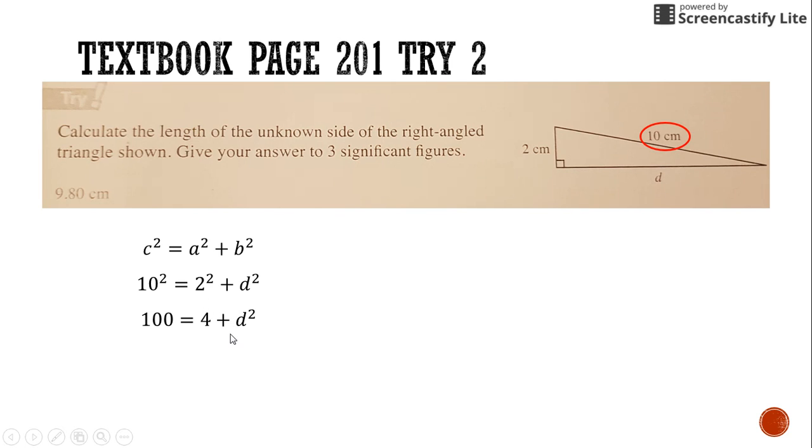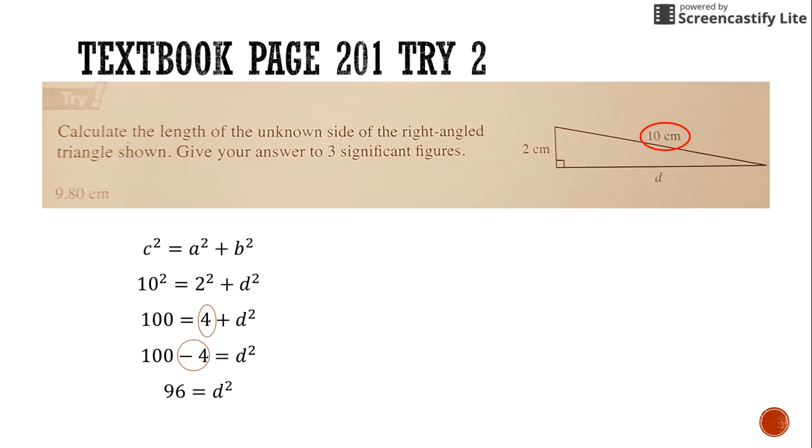Therefore, the 4 is actually a positive 4. So when we bring it over from the right-hand side to the left-hand side, do you remember what happens? It becomes a negative 4. So 100 minus 4 is equal to D squared. And solving the left-hand side, we get 96 is equal to D squared.